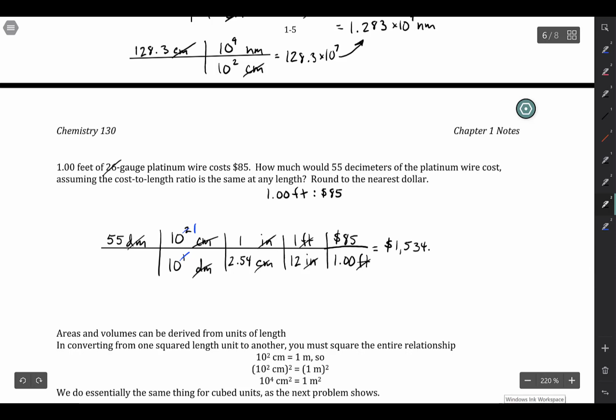And I will continue in the next video to look at this same subject, but going into areas and volumes.